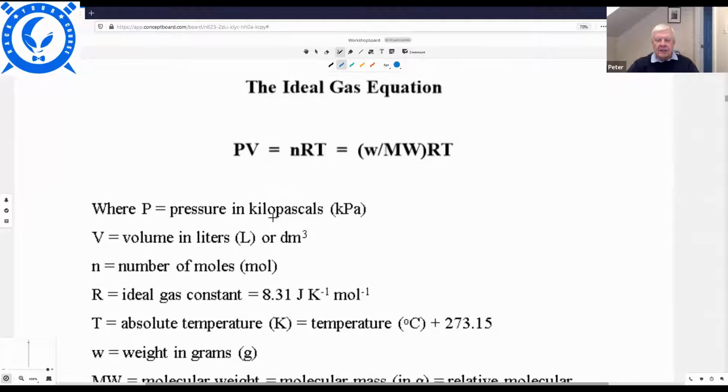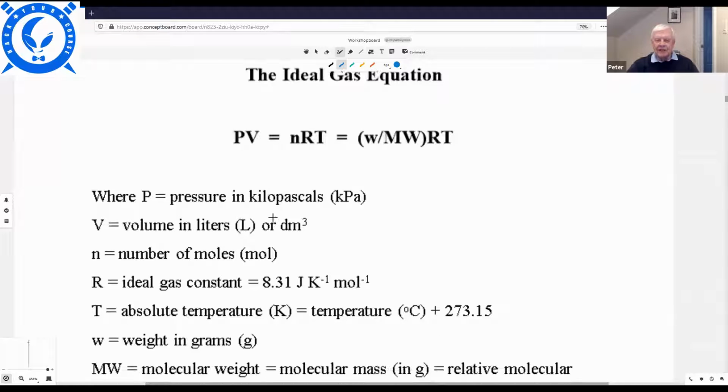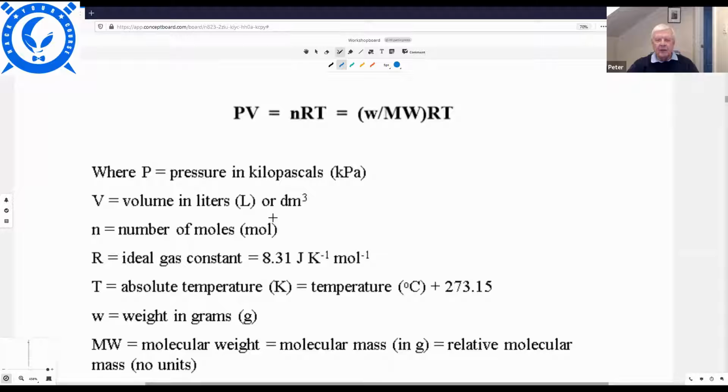The ideal gas equation comes up when you're dealing with gases. And the thing that I want to point out about it is the units that you have to use to get the right answer. PV is equal to nRT, and you can replace the n by the weight divided by the molecular weight of the gas. The thing that confuses most people is that they use the wrong combination of units for pressure and volume.